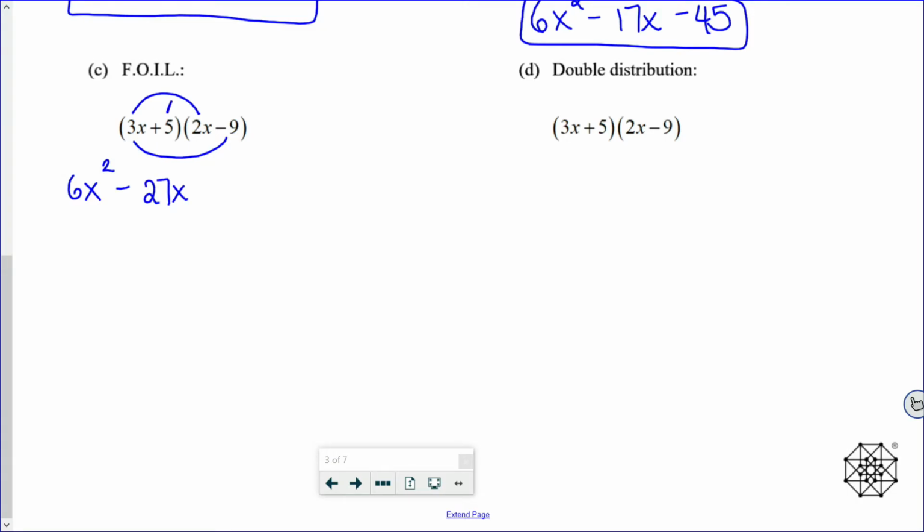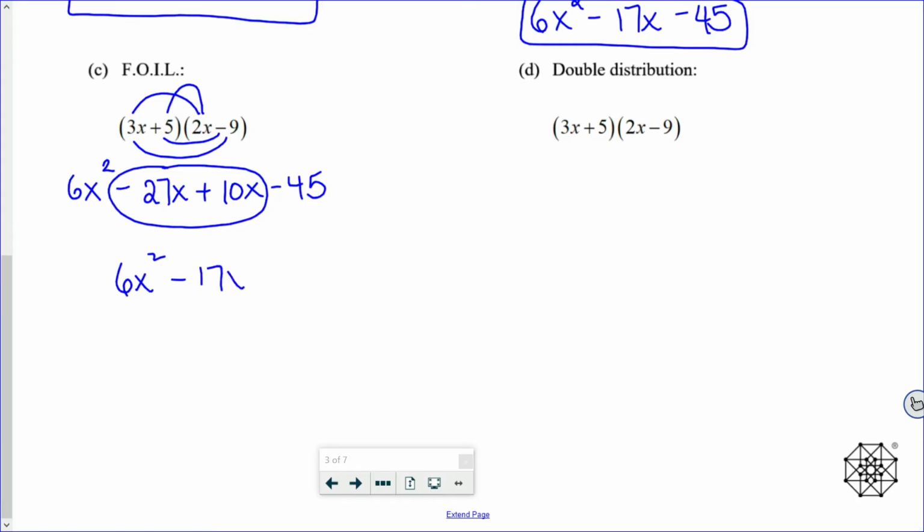I means that we're going to multiply the inner 2 terms. That's 5 times 2x, which is positive 10x. And the L means we're going to multiply the last 2 terms. 5 times -9 is -45. Here, we can now combine these 2 middle terms, and -27x + 10x, as it has been in the last 2 situations, is -17x, and then we get our -45 again.